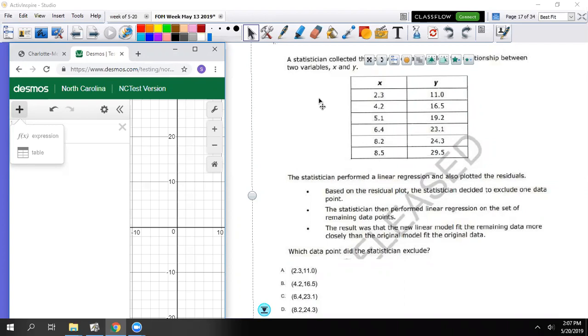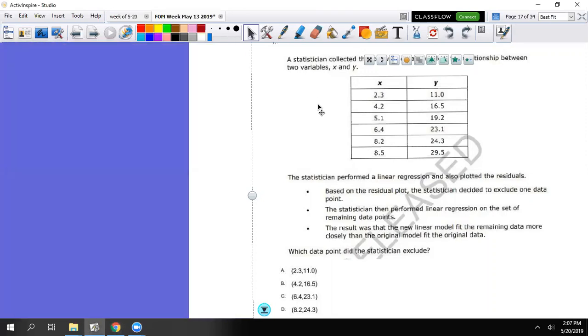If at any point I am going too fast, please feel free to pause it and turn on the closed captioning. All right, so again, we're looking at SID 6, 7, and 8. So we're going to look at question 1 first.